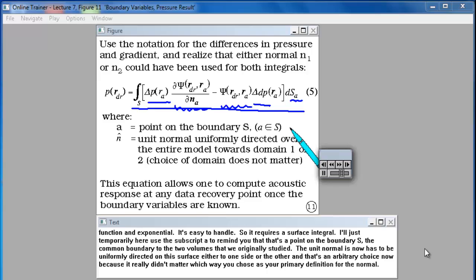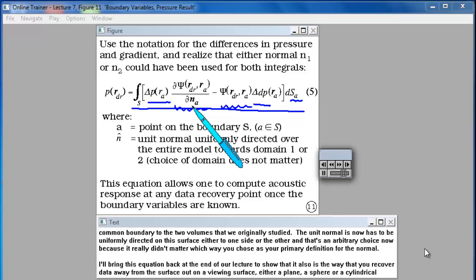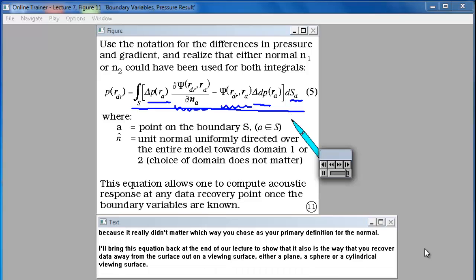The unit normal now has to be uniformly directed on this surface either to one side or the other, and that's an arbitrary choice now because it really didn't matter which way you chose as your primary definition for the normal. I'll bring this equation back at the end of our lecture to show that it also is the way that you recover data away from the surface out on a viewing surface, either a plane, a sphere, or a cylindrical viewing surface.